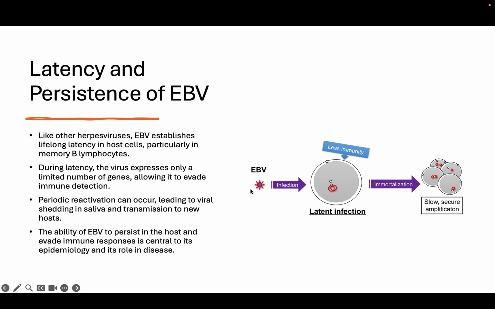As we know, EBV has this very nice latency. Once it's in your B cells, it expresses a limited number of genes, but the majority of these genes are there to evade immune detection. It helps the immune system not to recognize it. Because it's not recognized, it's much easier for it to keep being transmitted, and of course, this is through shedding in saliva.